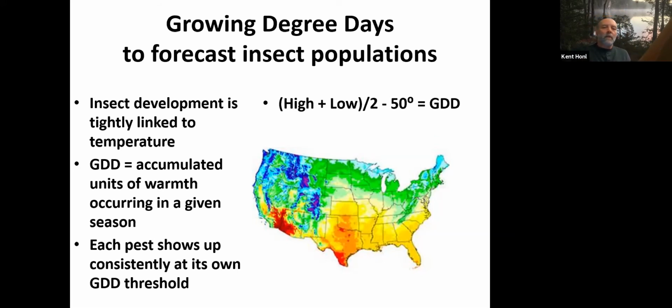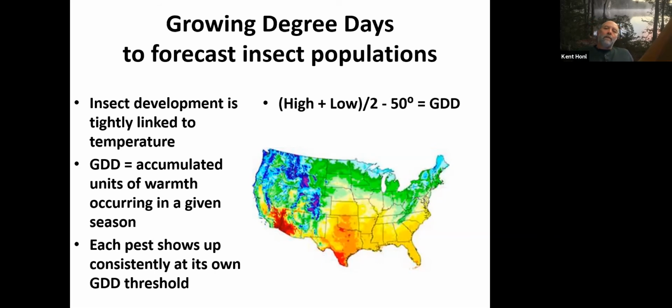But with insects, since insect development is so tightly linked to temperature in the environment, degree days can give you an almost mechanical ability to predict when they're going to show up. Though the term is called growing degree days, it's not really a measurement of a day. Think of it more as a unit of warmth that has accumulated during a season. Each insect has a really consistent threshold. When you reach a certain number of accumulated units, then the sawfly is going to show up, or Japanese beetle or Magnolia scale, those kinds of things.